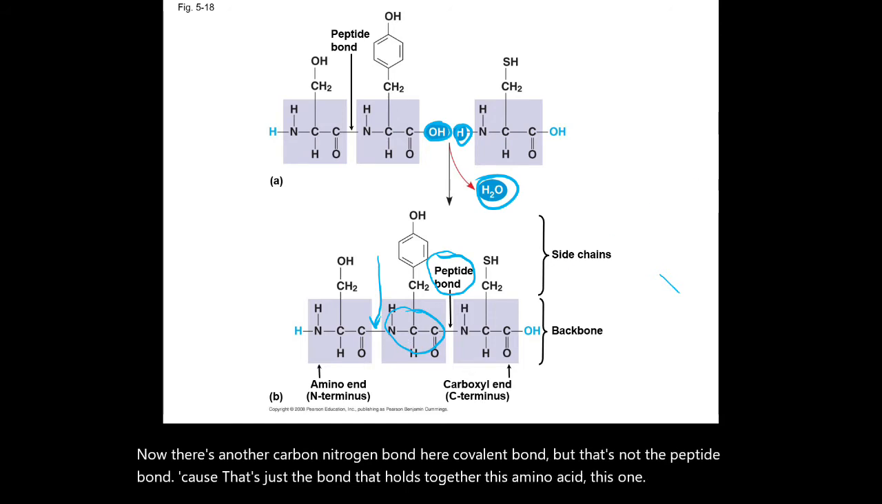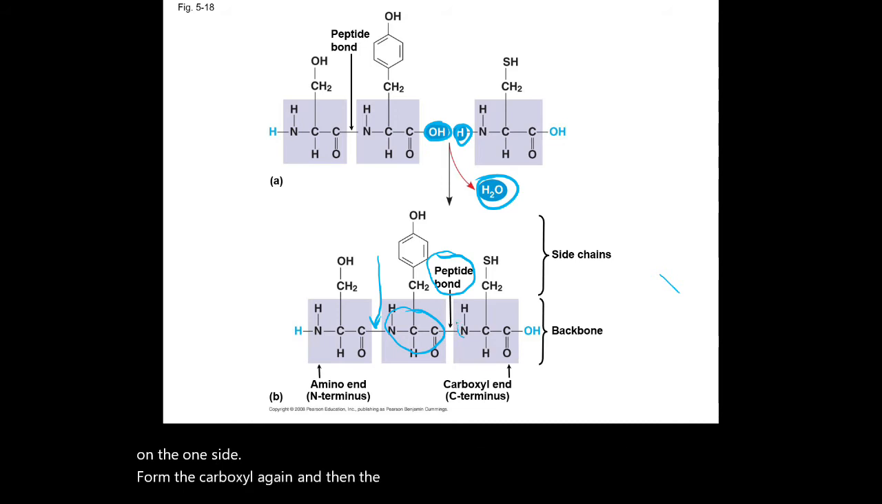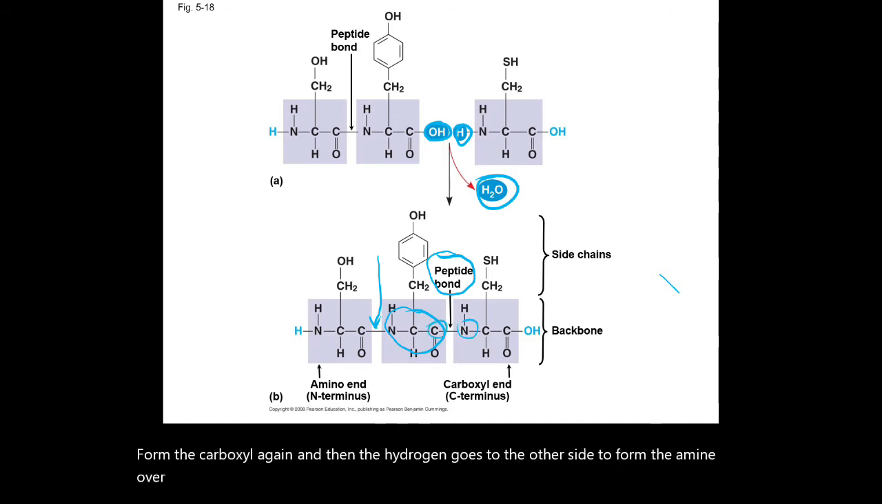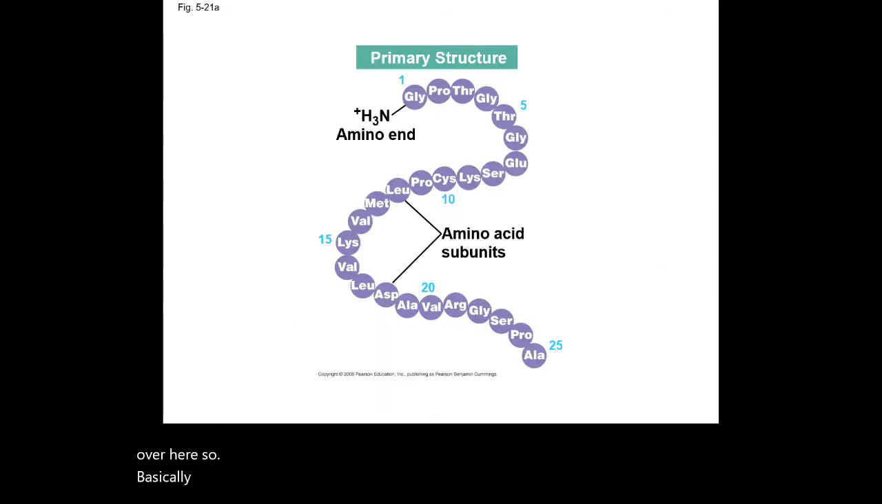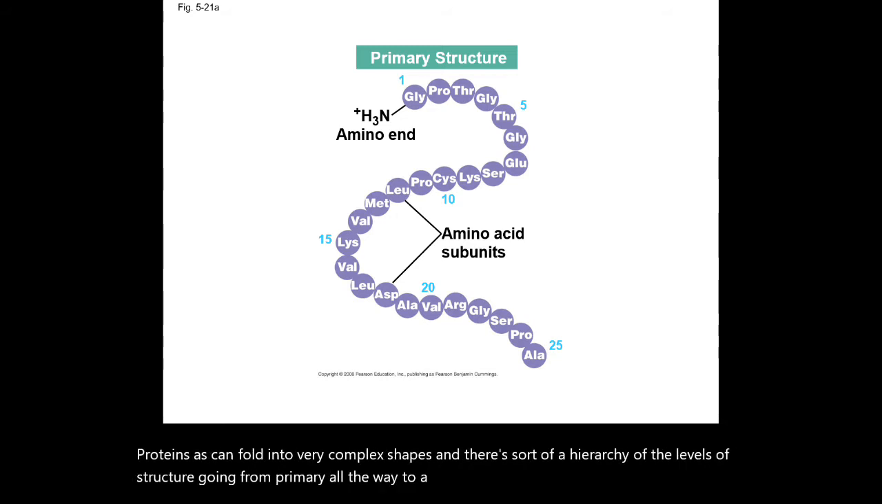All right. So they can break apart through hydrolysis by just simply adding a water where the OH goes on the one side to form the carboxyl again, and then the hydrogen goes to the other side to form the amine over here. So basically just the reverse happens. All right, so let's talk about protein structure in sort of a larger picture. Proteins, as you know, can fold into very complex shapes, and there's sort of a hierarchy of the levels of structure going from primary all the way to a 4th level called quaternary.